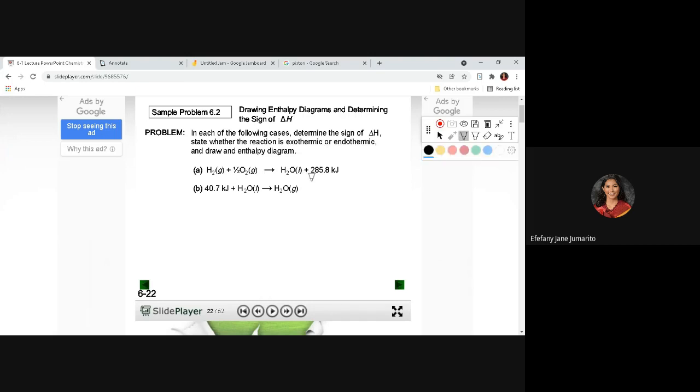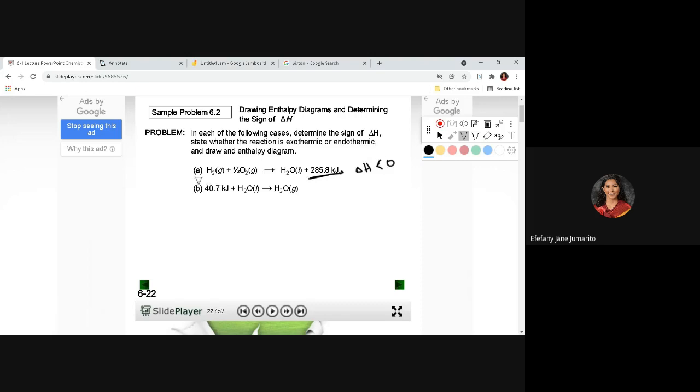To determine if it's an endothermic or exothermic reaction, notice the heat. Exothermic, ma'am. Heat is in the product. All right, so that is exothermic. Now, if it's exothermic, delta H is less than 0.